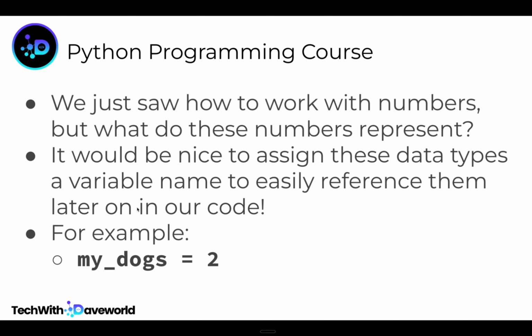So what are variables? We already saw how to work with numbers. It would be really nice if we can assign these data types a variable name to easily reference them later in our code. For example, if we have a variable name of my_dogs equals 2, it would be really nice to reference that number 2 by using that variable name my_dogs. So in a nutshell, you have a sense of what variables are.